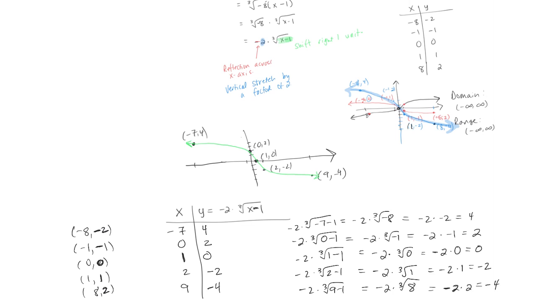Okay, so there's the other way of doing it, and then you would just plot those points. And there we have it. There's our graph, and our domain and range are both -∞ to +∞.